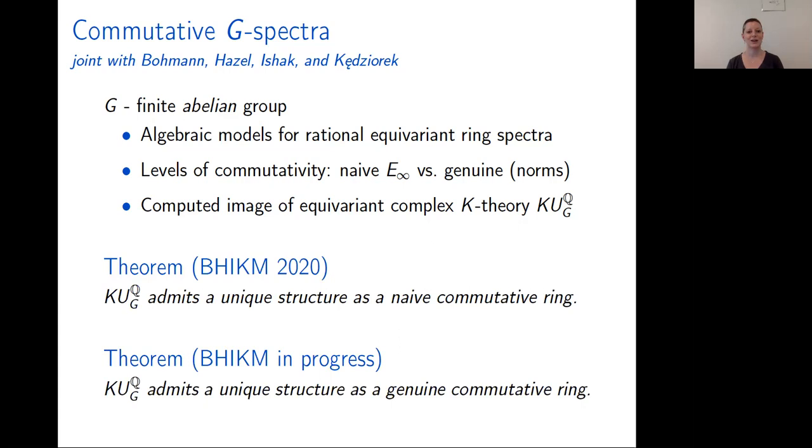In ongoing work in progress, we consider KU in another algebraic model and show that, in fact, KU admits a unique structure as a genuine commutative ring. In future work, we're interested in considering other important spectra, such as Atiyah's real K-theory and complex cobordism, MU.